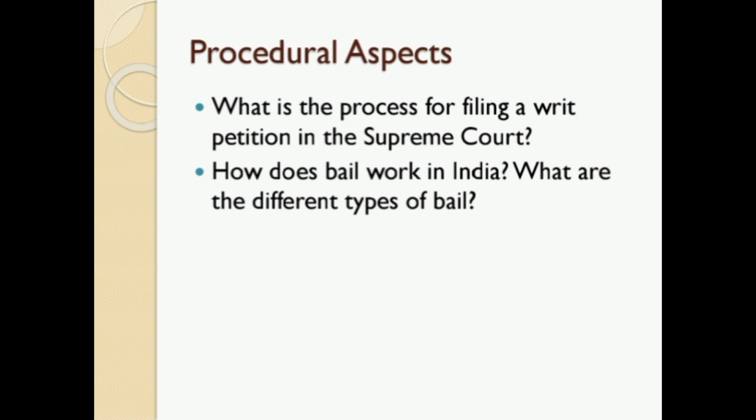Our next question is, how does bail work in India and what are the different types of bail? Bail in India allows an accused person to be released from custody while ensuring their court appearance. The three main types are regular bail for those already in custody, anticipatory bail for those fearing arrest, and interim bail, which means temporary relief until a final decision. Bail conditions may include bonds or restrictions to prevent misuse, balancing the rights of the accused with justice and public safety.